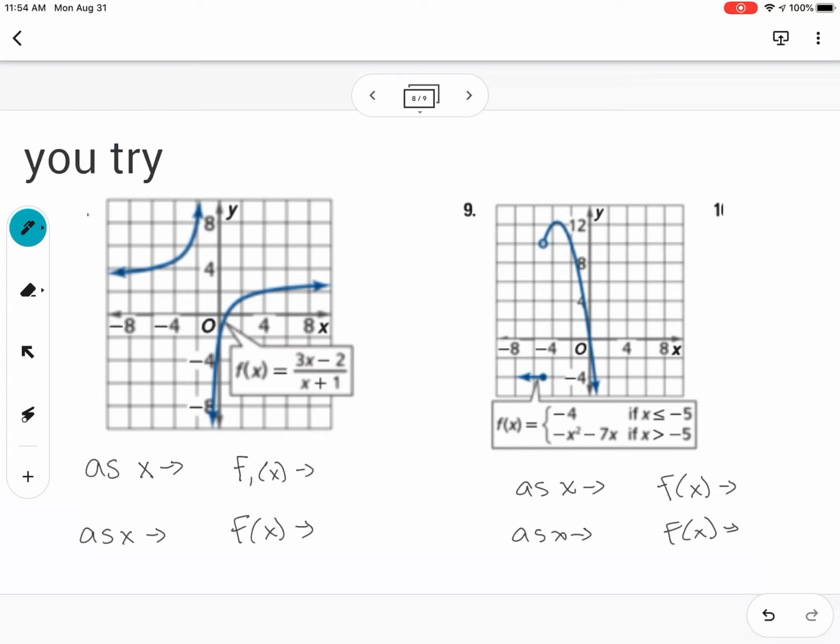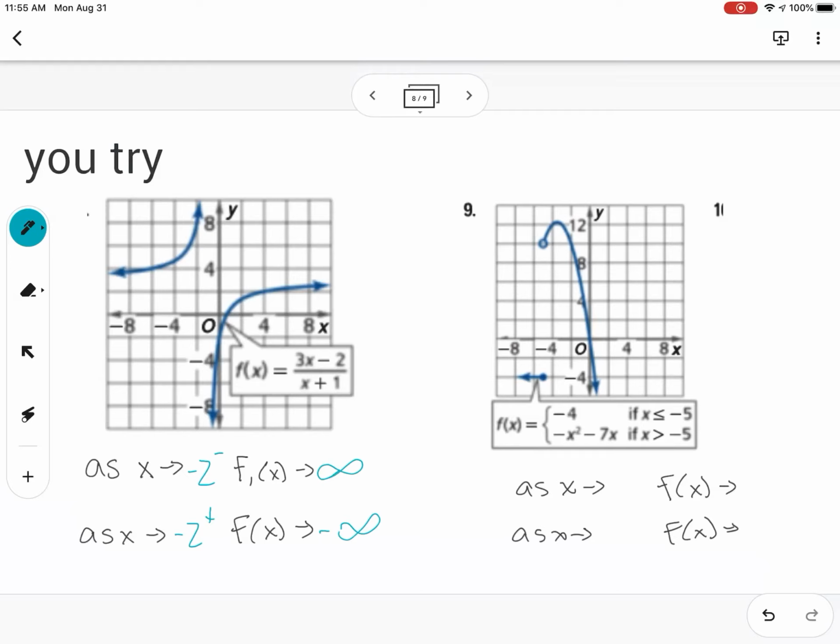Okay, so for our first one, our break is here. That x number would be a -2. So -2 left, -2 right. So as we look on the left side, this is the left side. This graph is going up, so I'm going to put positive infinity. On the right side, my graph is going down here, so I'll put negative infinity there.